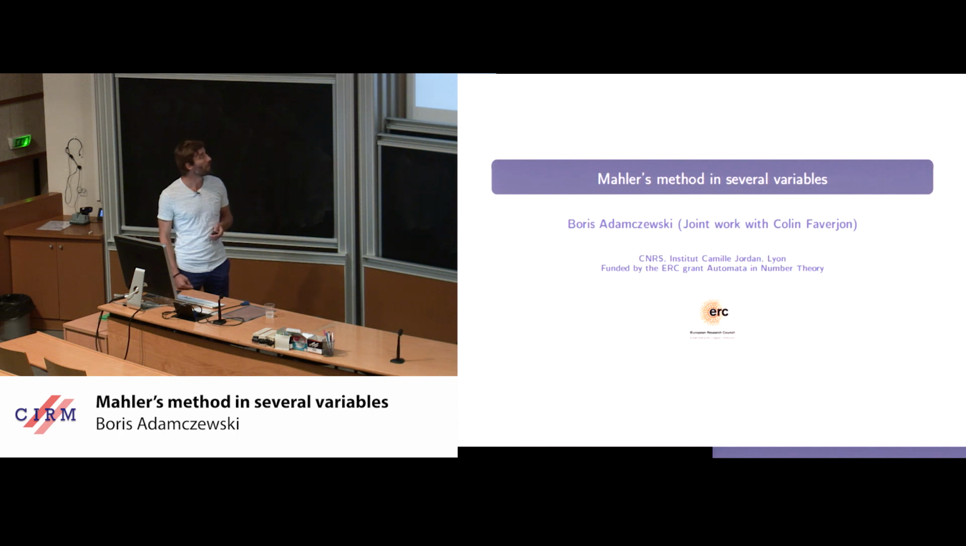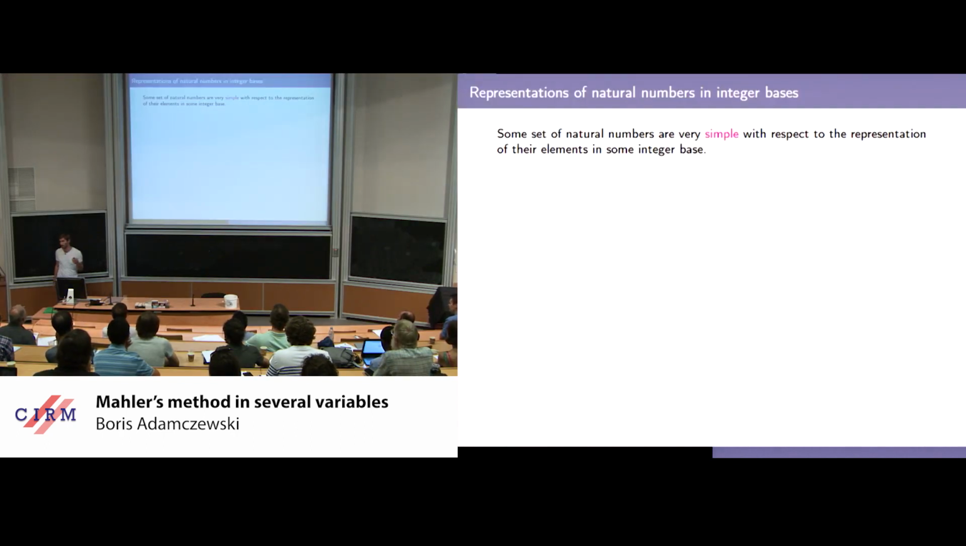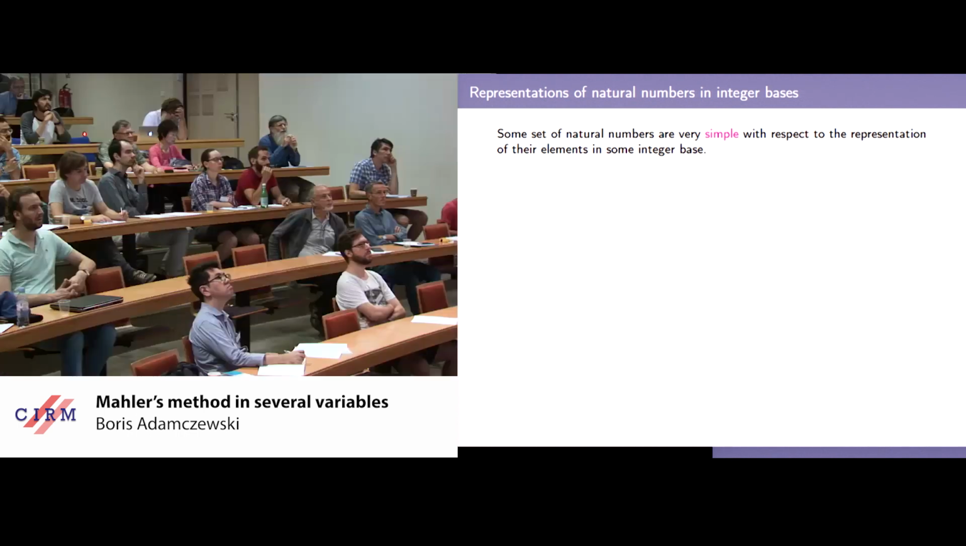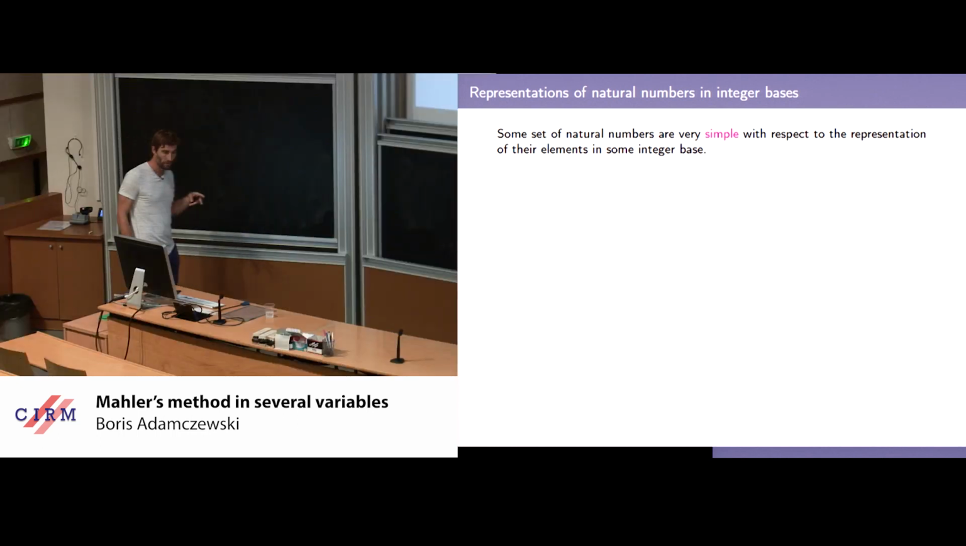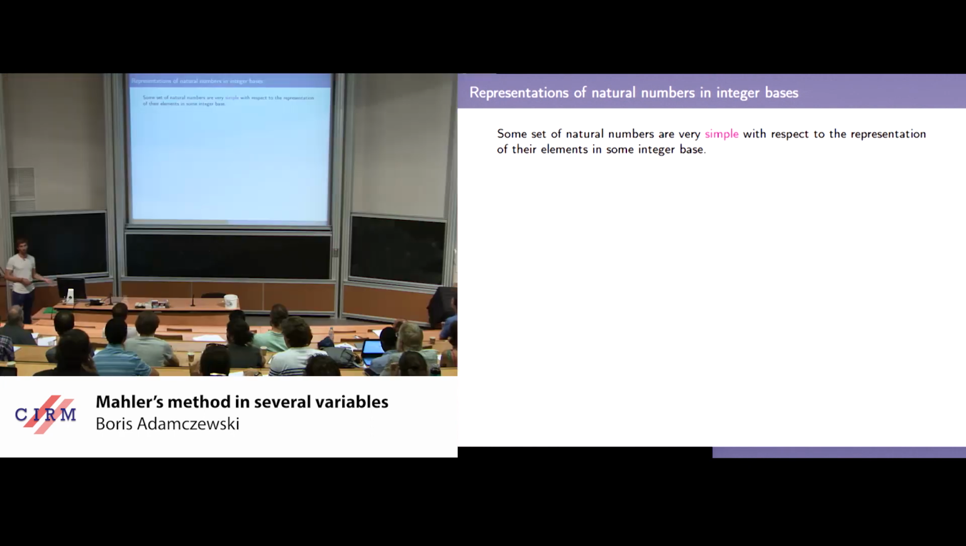Before speaking on Mahler's method, I want to start with some problems, mainly two problems, which are related to the representation of both natural numbers and real numbers in integer bases. Mainly I'm interested in questions of base change: what happens to these representations when you go from one base, say 2, to another base, say 10. So we start with natural numbers.